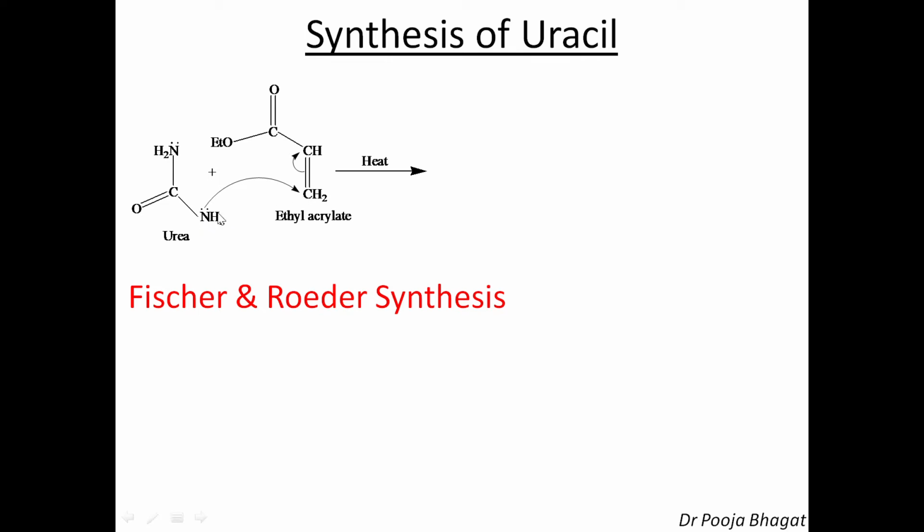Nitrogen is neutral and it has given its electron, so it will attain positive charge. And since the pi electrons shift here, this carbon will have negative charge. So nitrogen will have positive charge, carbon will have negative charge, and now there is a bond between this nitrogen and carbon. So what will you get? You can see here the bond between nitrogen and carbon.